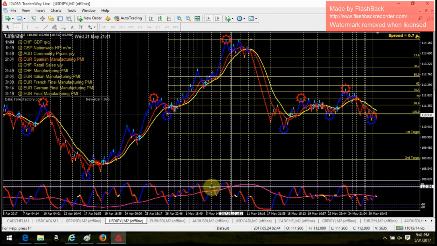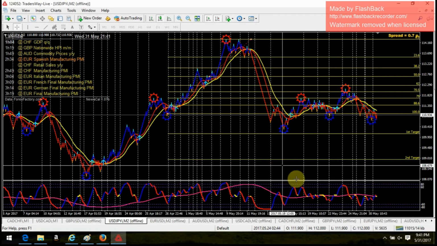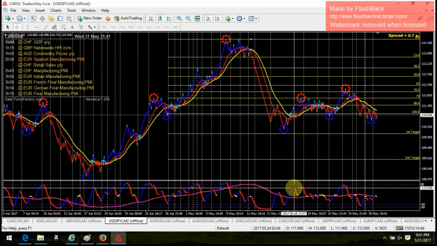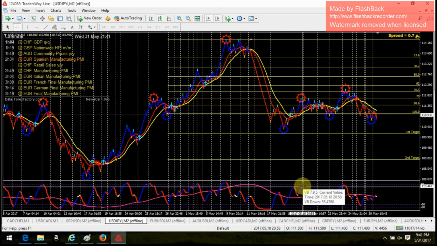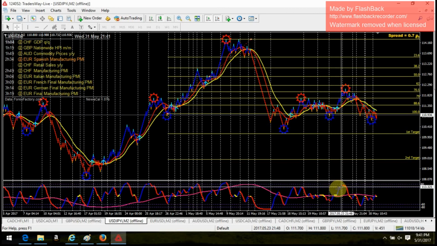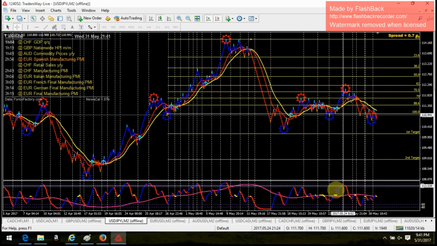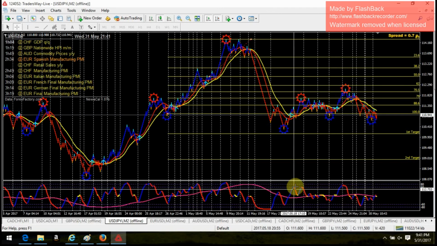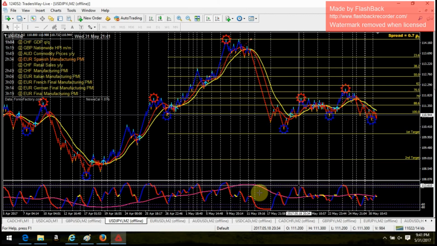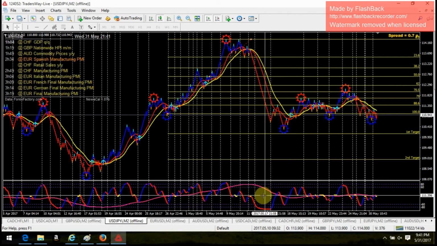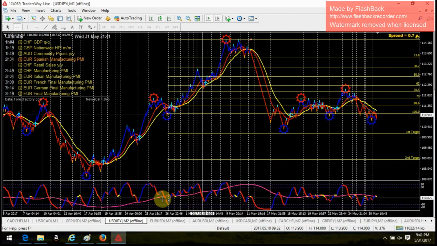Now notice how when it taps, it still continues to go up. But when the red slash blue line is fully in there, it doesn't go up no more. It's like a better entry. These are good entries, but this is the best one. And it fully goes in there. Right here.